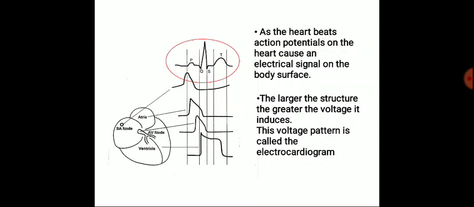Thus, ECG is the surface recording of the potential difference between the two poles of the heart at a given time. The machine used to record this potential fluctuation is the electrocardiograph, which is essentially a sensitive galvanometer.